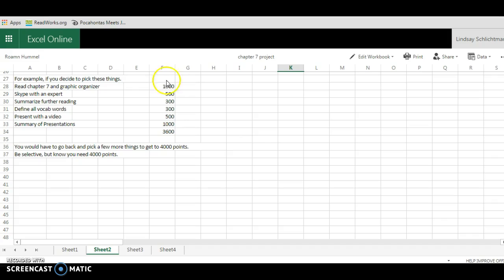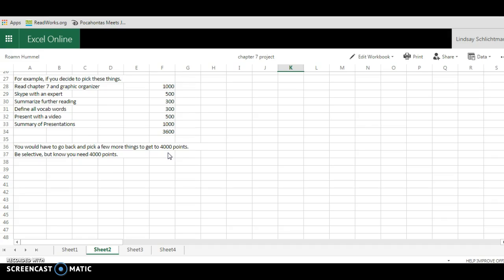For example, if you read Chapter 7 and complete the graphic organizer, you could get 1,000 points. If you Skype with an expert, you could get 500. Summarize the further reading, you get 300. Define your vocabulary words, present a video, and then summarize the presentations. You could earn up to 3,600 points out of the 4,000 you need. Obviously, to get full credit for this unit, you will want to go back and try to find a few more things you could do to get up to 4,000.